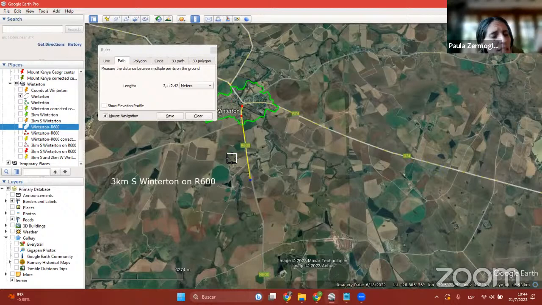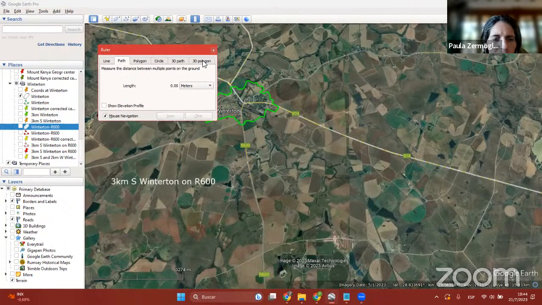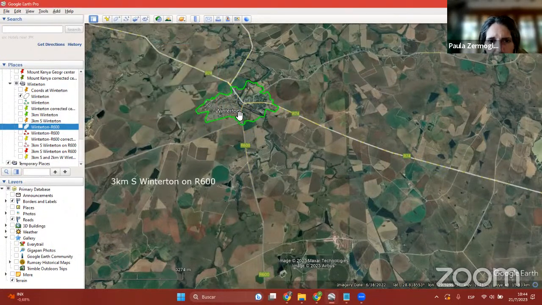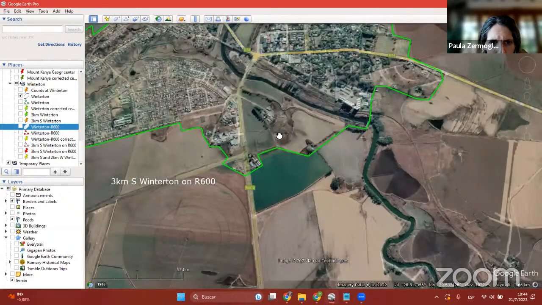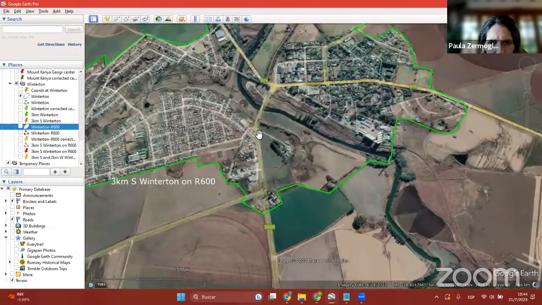So that is the place where the location actually refers to. It doesn't refer to Winterton. It's saying it's 3 kilometers south on this road. And so we need to get to this point, more or less. But so that we keep in mind where we should be. And so the way that we get to the point is, well, we go see here, and we see that the R600 has a part that is inside the town, right?